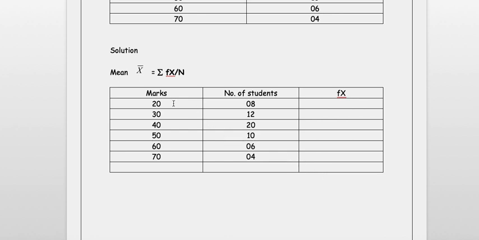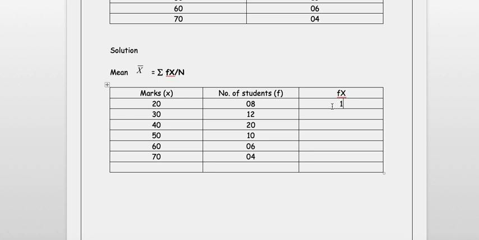Solution: as we see, the marks here are given 20, 30, 40, 50, 60, 70, and number of students are also given here. So let us consider this as f and this as x. Now the problem becomes very easy. We have to find fx. So we will just multiply these numbers.